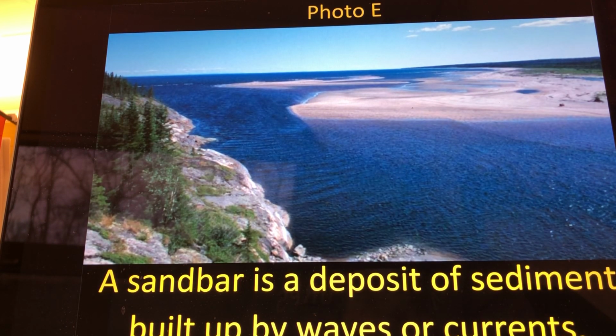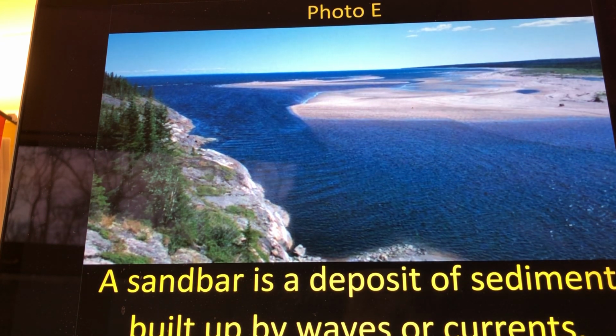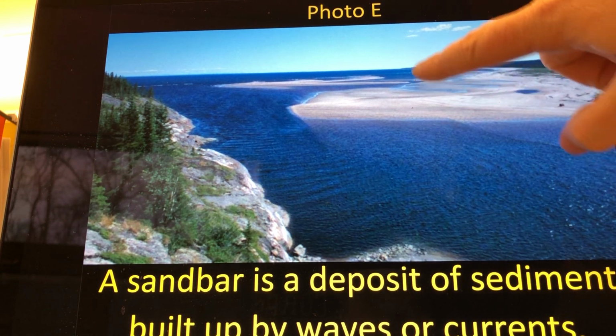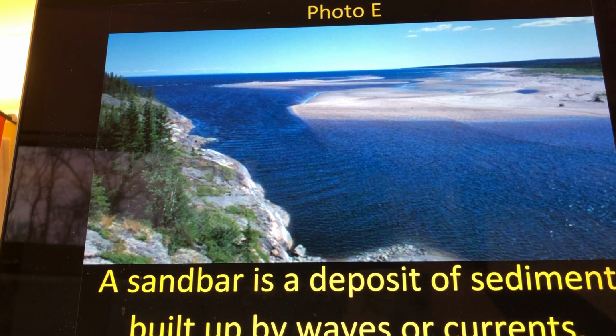A sandbar, here it is. It's a deposit of sediment built up by waves or currents. So the water has pushed things different ways depending on how the wind has blown. Excuse my hand. And you get little parts. Like there's some water still and there's some water in between, but where the sand was moved, it makes a big collection of sand, and they call that a sandbar.